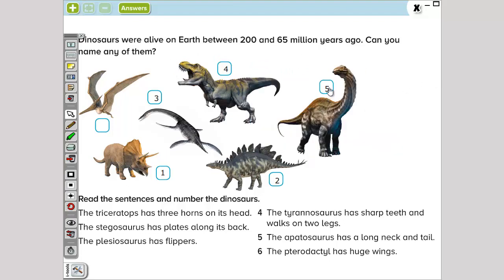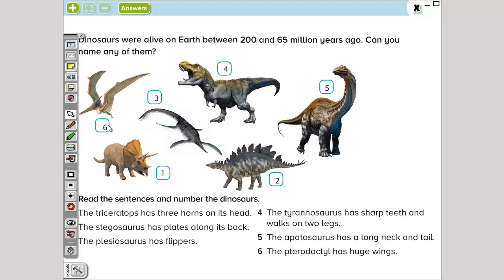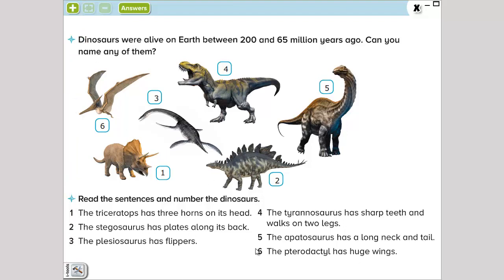Debería ser este. Number 6, it says, the pterodactyl has huge wings. El pterodáctilo tiene grandes alas. So it might be this one, right? Así debería de quedarles. Miren. Ahora ya sabemos cuál dinosaurio es cuál. We know which dinosaur is which, okay?